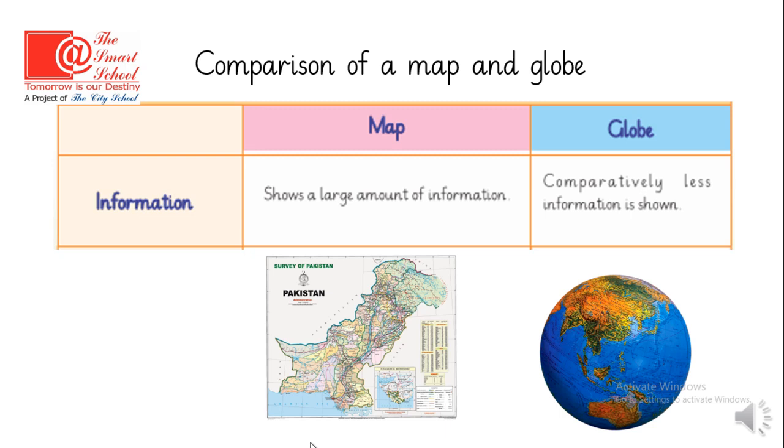Comparatively, less information is shown in a globe. A globe might show you the continents and the oceans and the countries located in different continents. Maybe the cities also. But it's not going to show you the weather of a place. It's not going to show you the network of roads. So globes show less information.